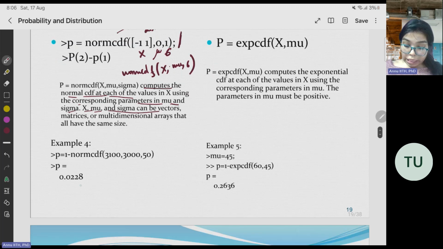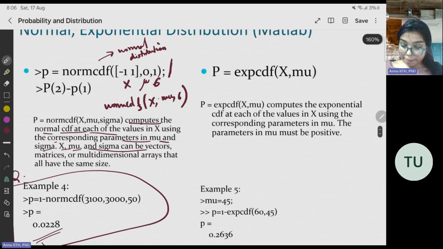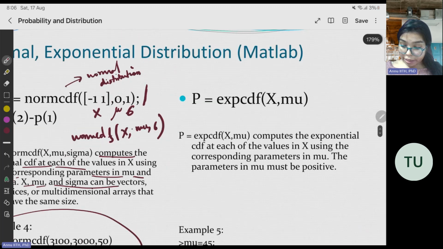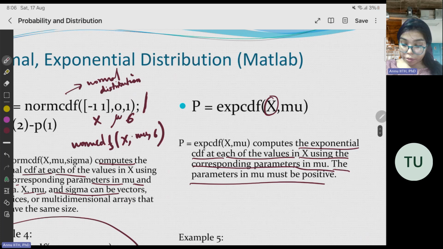Okay. So here also you can solve using an example. So this can be one after question. Now, expected PDF, this X PDF is actually the exponential CDF at each value of the X using the corresponding parameters in mu and the parameters. But the parameters should be positive. Okay. So X you have to feed and mu you have to feed.